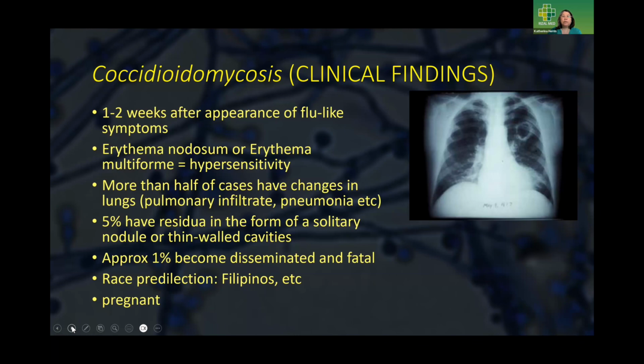They have noted racial predilection in Filipinos, African Americans, Native Americans, Hispanics, and Asians. And they also note that it is more commonly seen in the pregnant. Coccidioides immitis has estrogen-binding proteins, and elevated levels of estradiol and progesterone stimulate its growth.